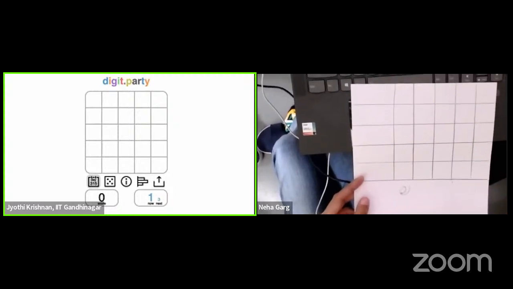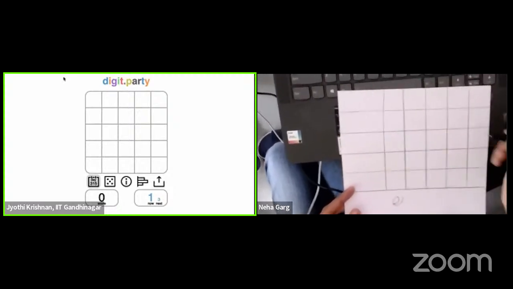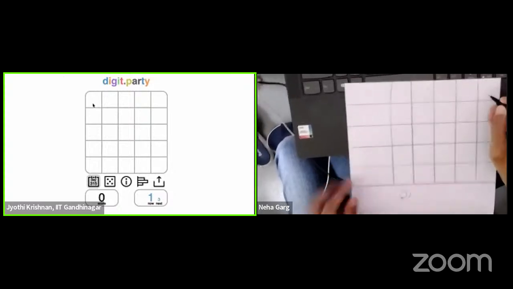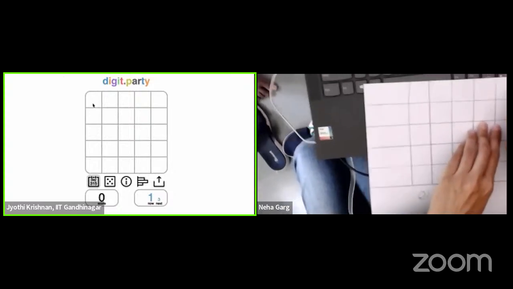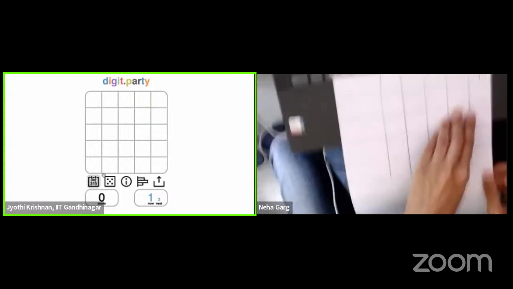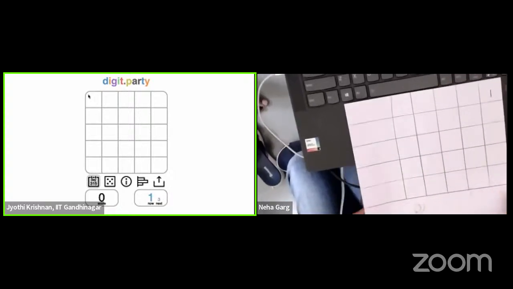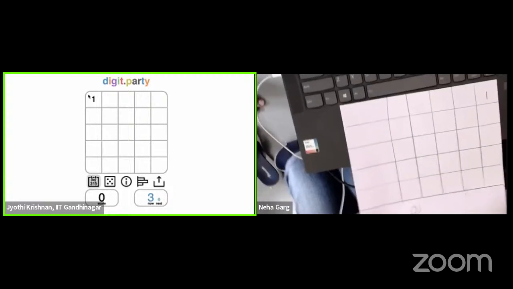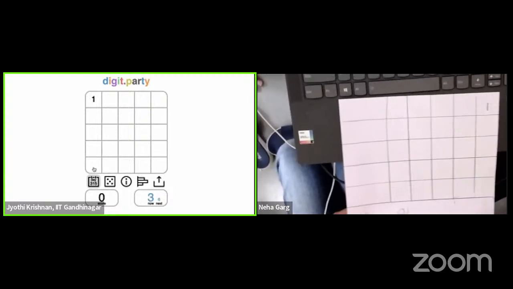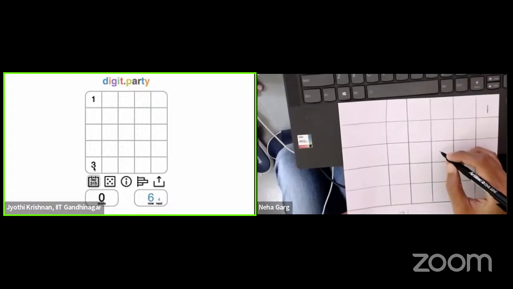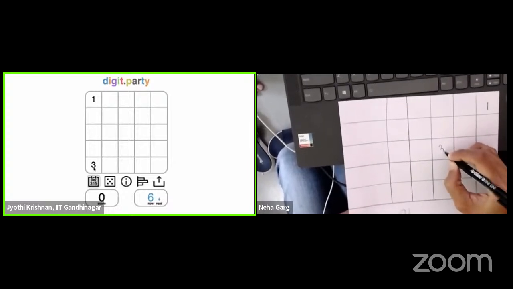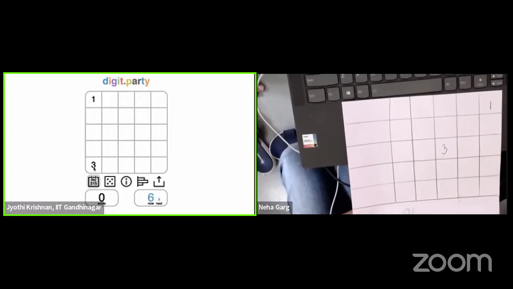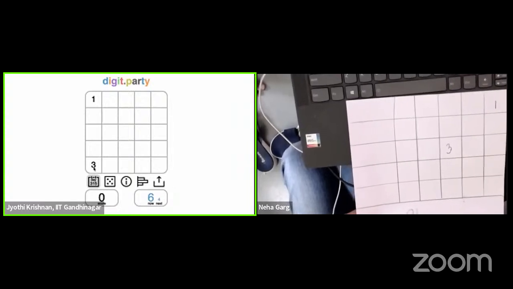Okay, so the first number is a 1 and I have to put it somewhere. I'll let Neha go first. I've already decided where I want to put it. So Neha and I are putting it in different places. Now we have a 3 and a 6. I am going to put my 3 somewhere and Neha is going to put her 3 somewhere. After this, we both have to put a 6.